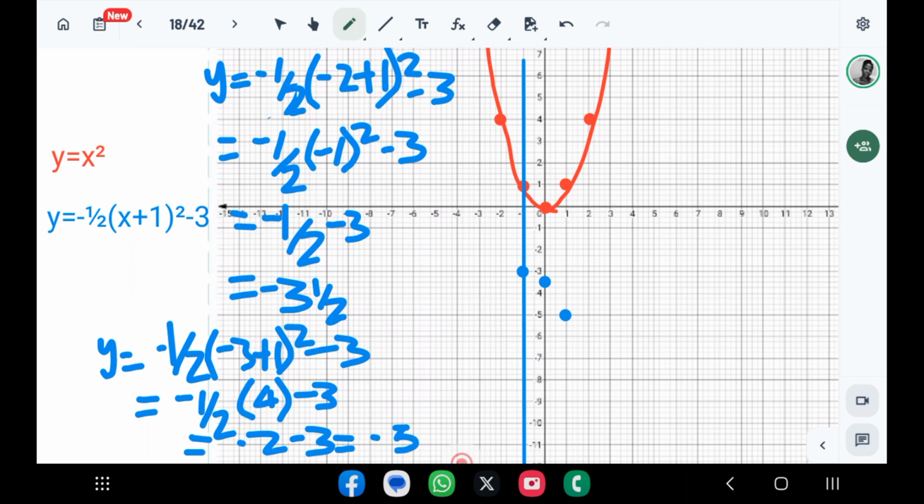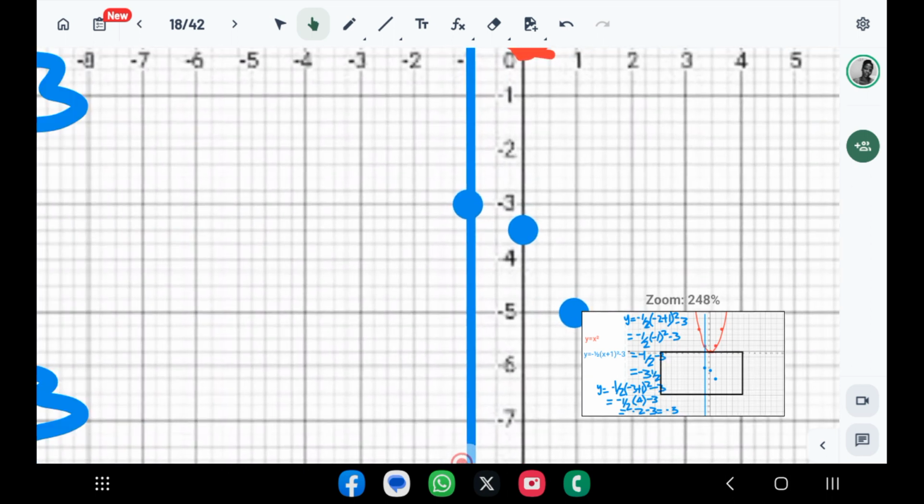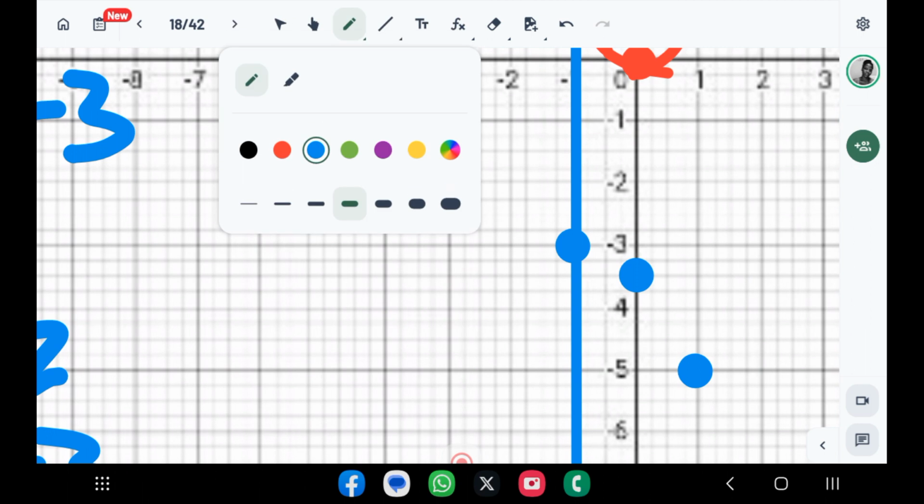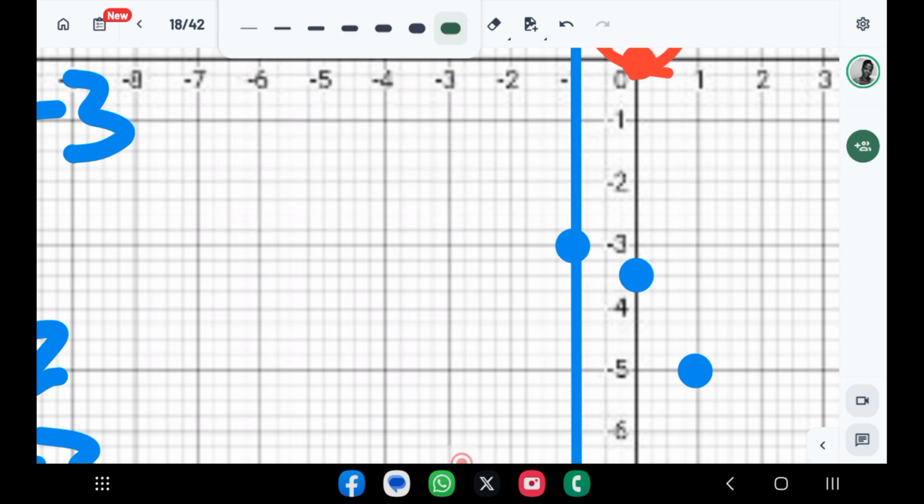So the symmetricity of the graph makes it easy for us to plot those points without even worrying about calculating the points. So for negative 2, we're going to have negative 3.5. And then for negative 3, we're going to have negative 5. And then they will be duplicated like that, the point.